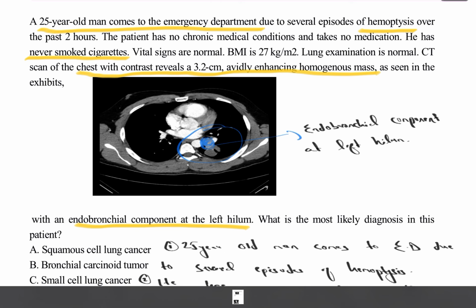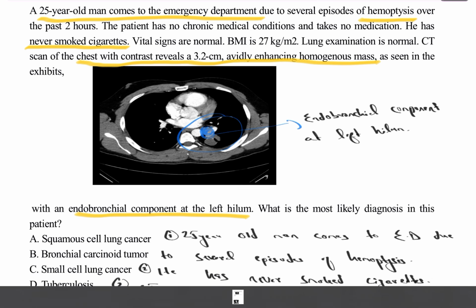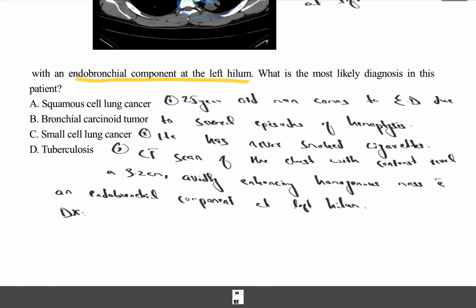As I highlighted here in blue, this is a mass which shows an endobronchial component at the left hilum, with hemoptysis, and the patient never smoked cigarettes, and the CT scan shown here. What is the diagnosis of this question? So this is a 25-year-old man. He comes to the emergency department due to several episodes of hemoptysis. He has never smoked cigarettes.